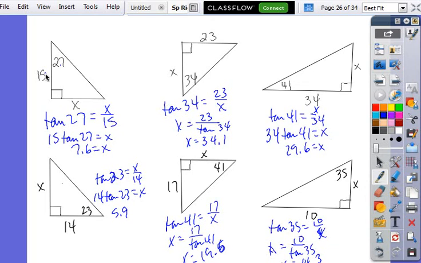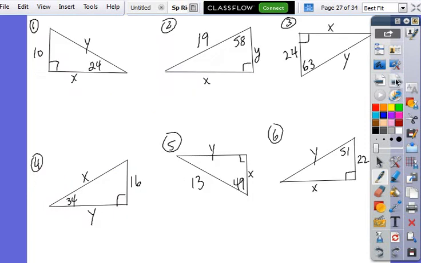So if I know that this is 27, I know this is 63, because those two have to add up to be 90. Well, 63's got to be across from a bigger side than 27 does. So if it's smaller than 45, that should be the smaller side. If it's bigger than 45, that should be the bigger side. All right?